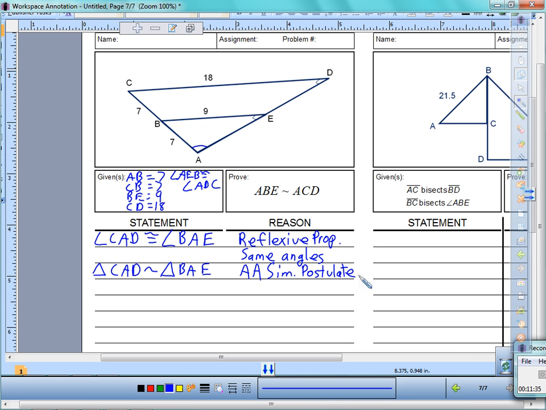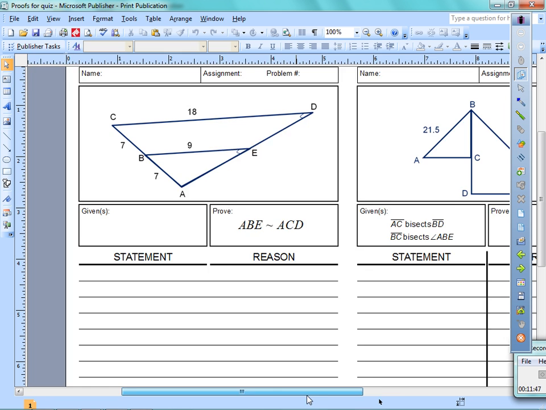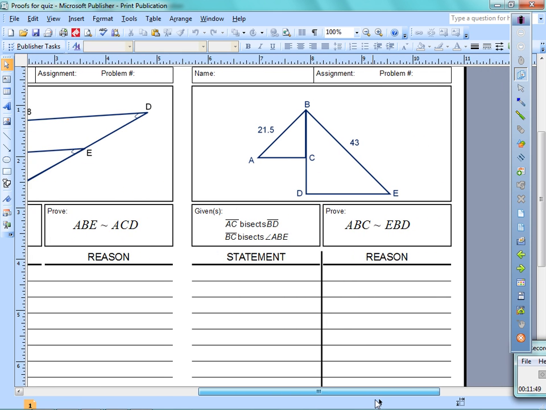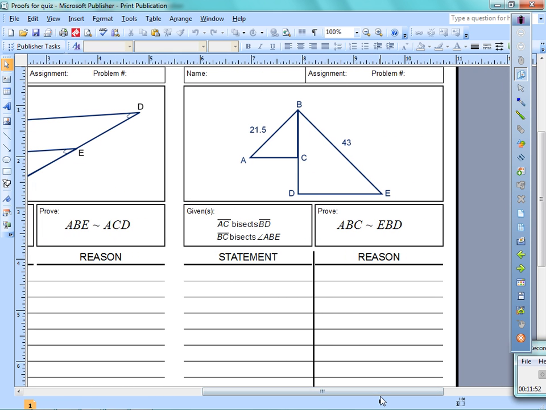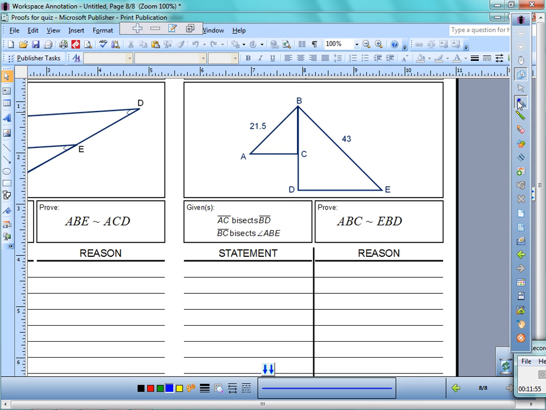All right, nice one. This other one's not bad. It is a little bit more difficult, but still not too bad on the whole spectrum of things. Let's take a look at that one.